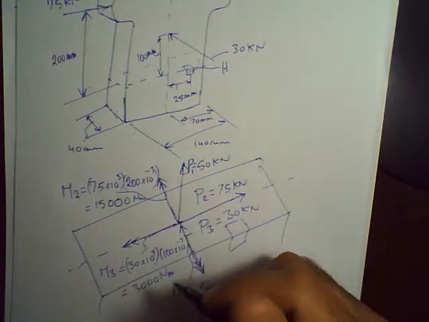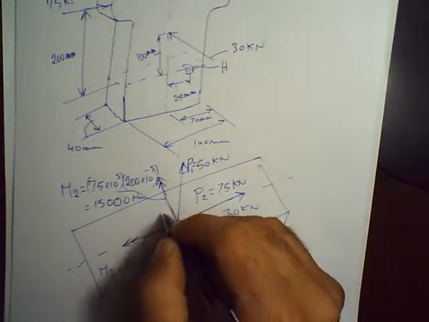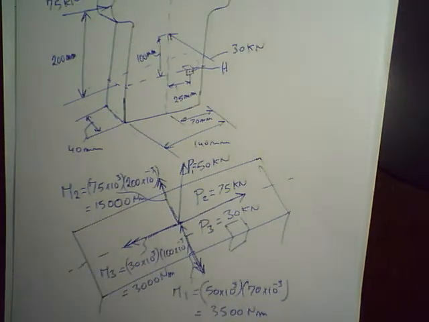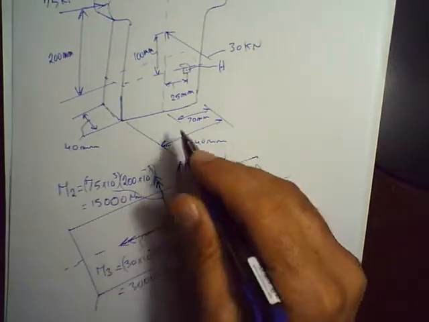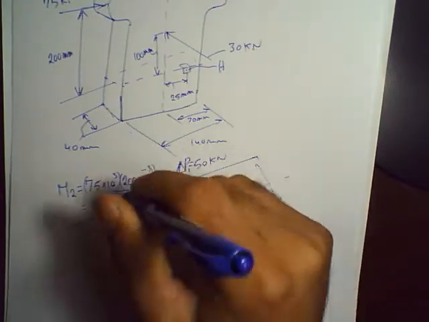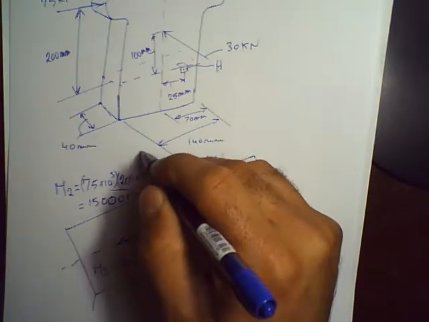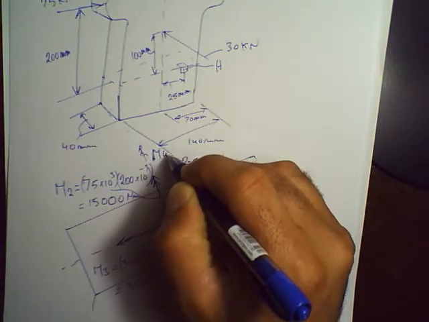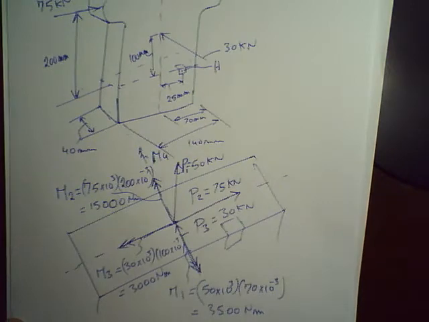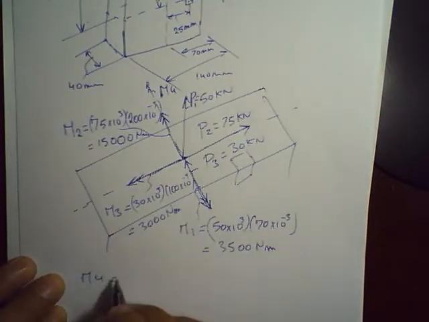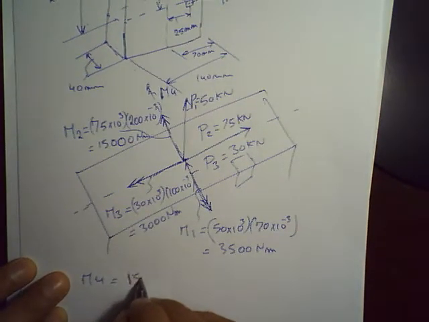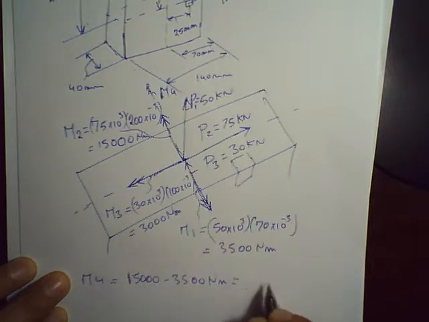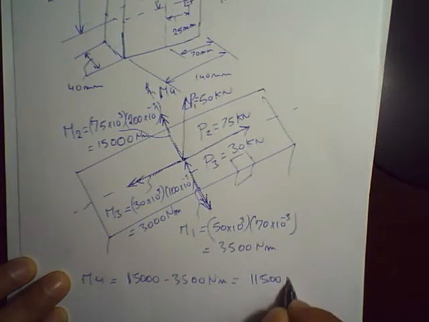So I'm gonna have one net moment, basically, right? Which is gonna be equal to the difference between those two, and it's gonna be in that direction. So that is basically the net moment in this direction, right? Let's call it M4, and M4 is gonna be equal to 15,000 minus 3,500 Newton meter, which is equal to 500 Newton meter.